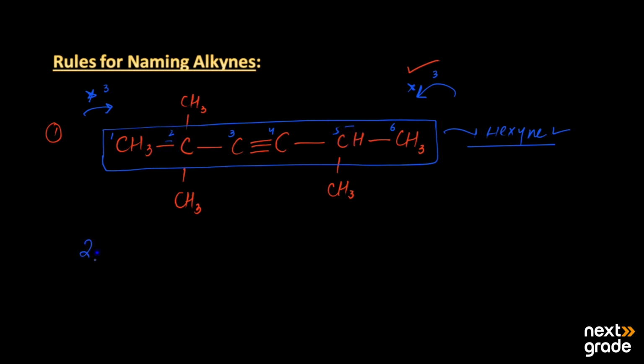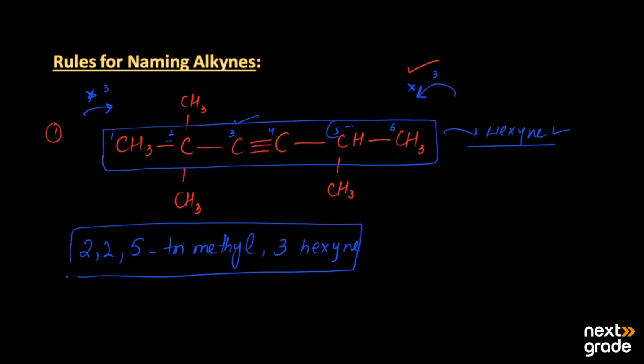So we will write 2,2,5-trimethyl, and the triple bond is present on carbon number 3, so we will write 3-hexyne. So this is the name of this compound: 2,2,5-trimethyl-3-hexyne, the simple naming of the alkynes. So we have just a little bit of change from the alkenes. In this you have to select the longest chain having the triple bond and number the substituents so that they have the lowest numbers.